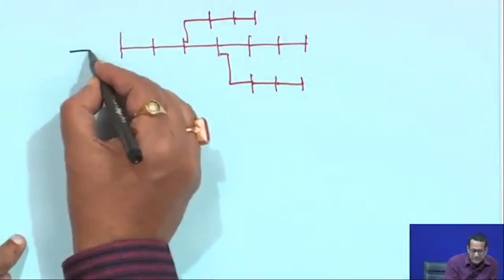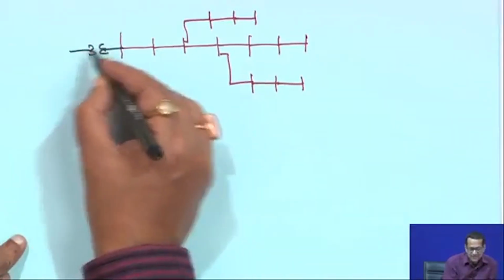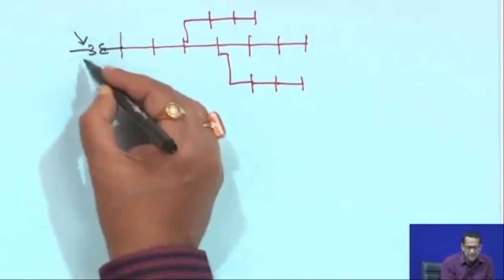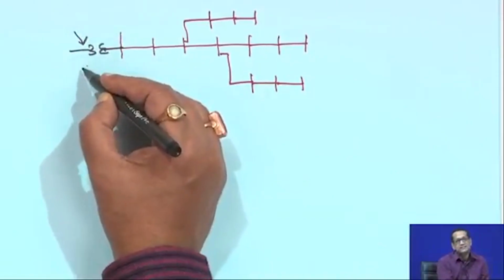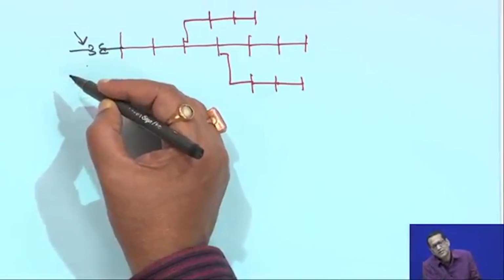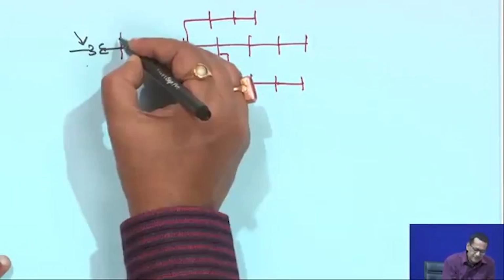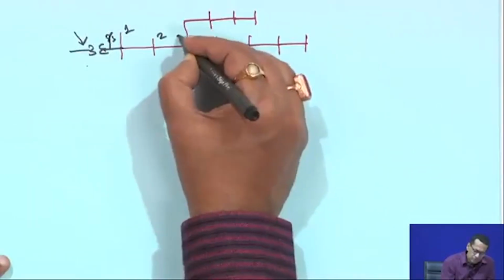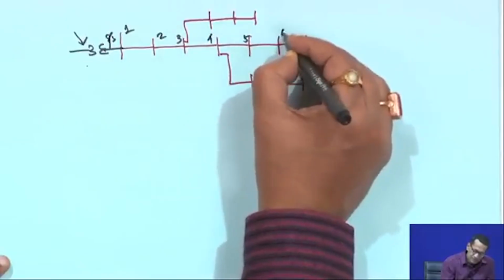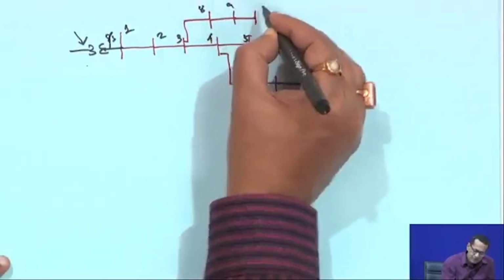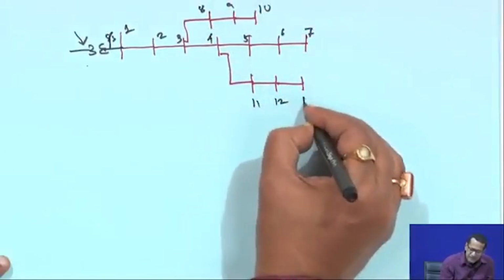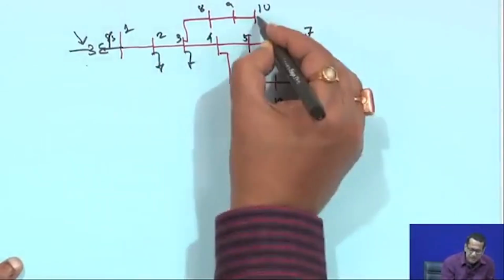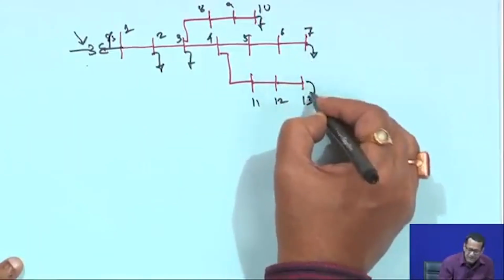Substation means, as I told you, it is coming from the grid. This high tension side may be 33, 66, 132 or even 220 kV, but ultimately it is stepped down to 11 kV on this side. So, suppose this is the substation, this is node 1, node 2, node 3, node 4, node 5, node 6, node 7, node 8, node 9, node 10, 11, 12, and this is node 13. Everywhere load is there, although I am not showing it.